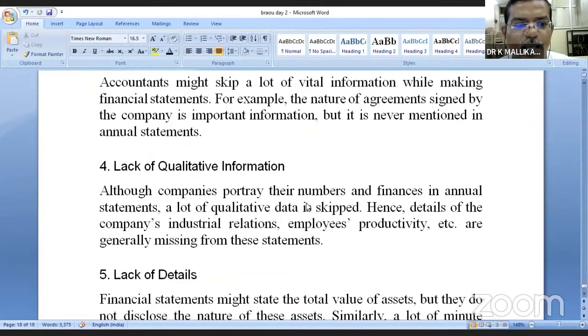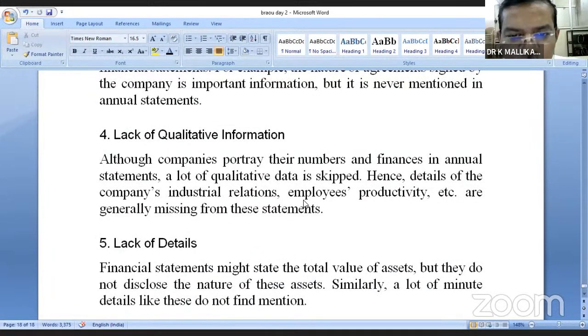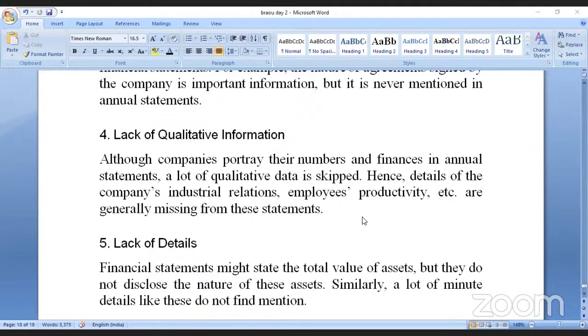Okay, so lack of qualitative information. So the information may not be provided at all. So in the company annual statement, a lot of quantitative data is there. They skip the details of the company, industry relations, employee productivity, employee relations, right? Government, they are not mentioned, all these. They can show only the numerical data, job is done.